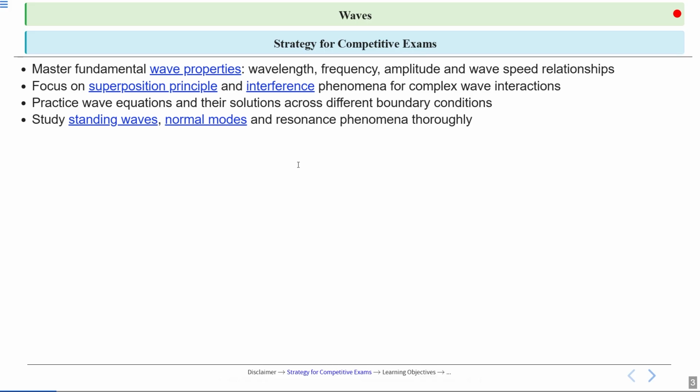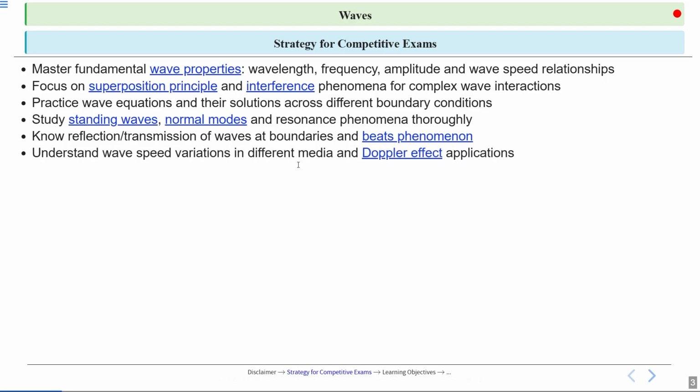Study standing waves, normal modes, and resonance phenomena thoroughly. Know reflection and transmission of waves at boundaries, and beats phenomena. Understand wave speed variations in different media and Doppler effect applications. Solve problems from past year JEE and NEET papers.